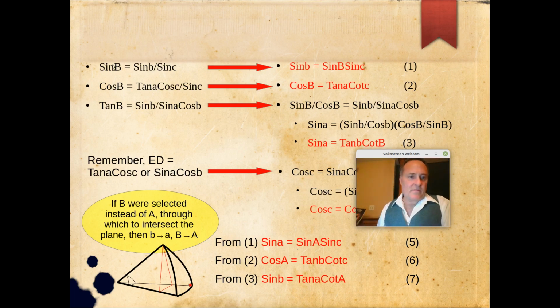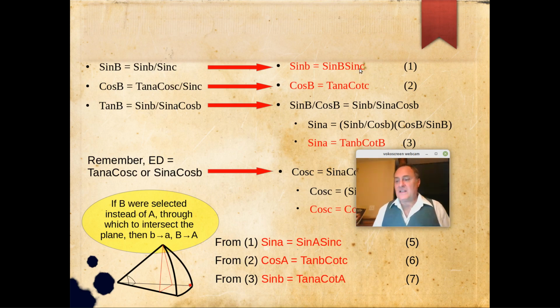For example, by simple manipulation, if I want sine B by itself, I'll multiply both sides by sine C, and I come up with this equation, and that's known as equation number 1. What does it say, by the way? It relates the side B of a spherical triangle to the angle B and another side, C.